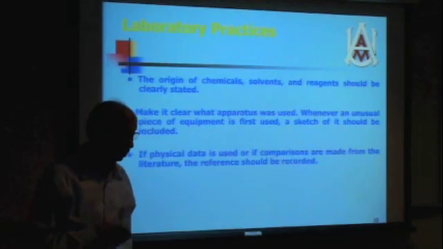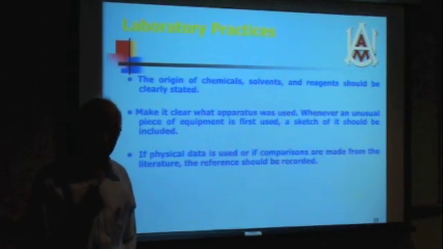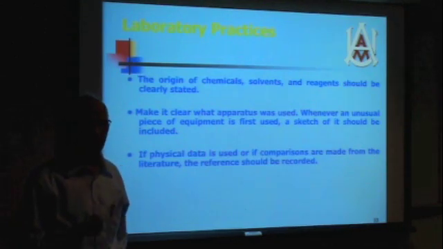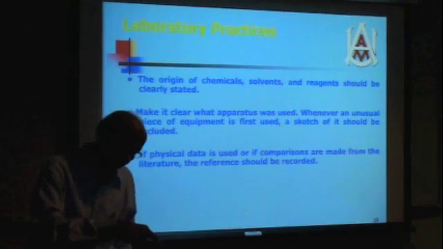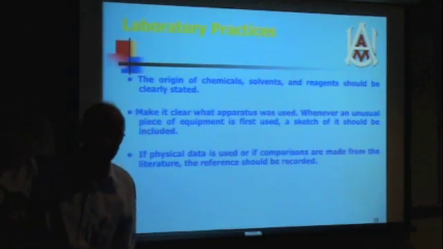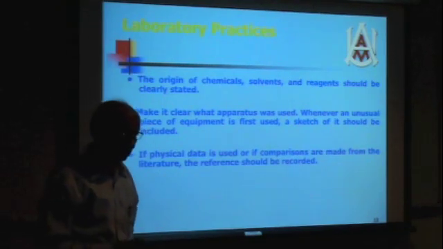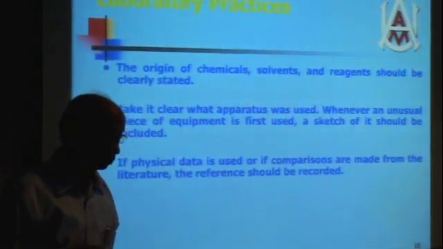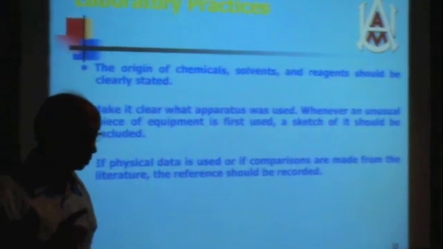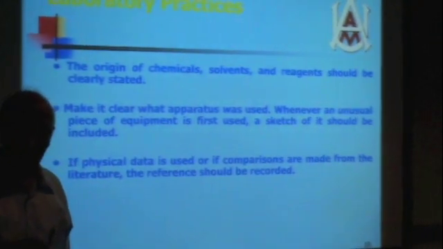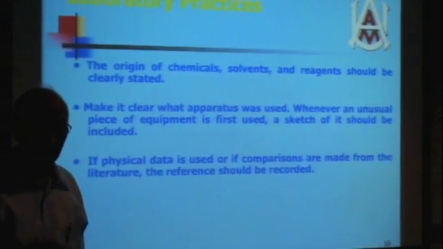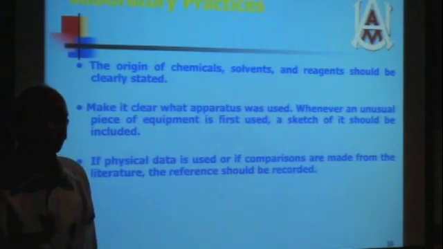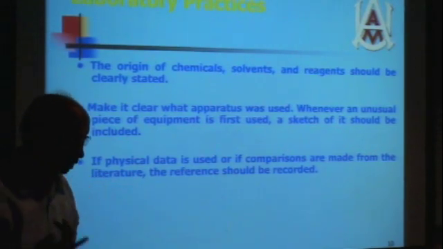Make it clear what apparatus was used. When you are taking data, you should mention, like if you are measuring a density, you used a densitometer which is manufactured by such and such company, and so on. You should do that. Whenever an unusual piece of equipment is first used, a sketch should be included. One should include the sketch of the instrument if that instrument is not known to others. Then you can draw a sketch.